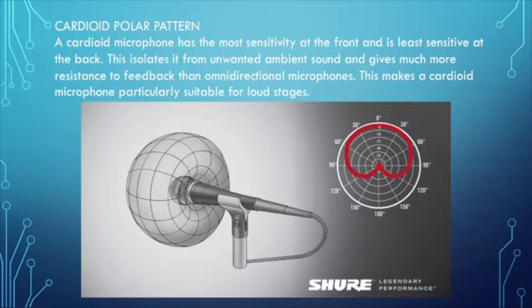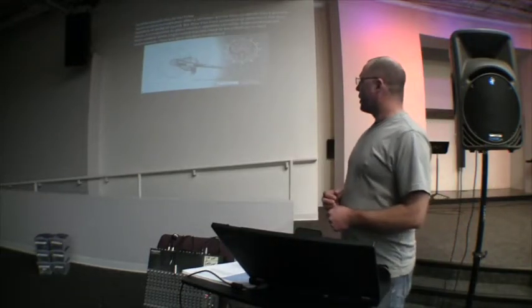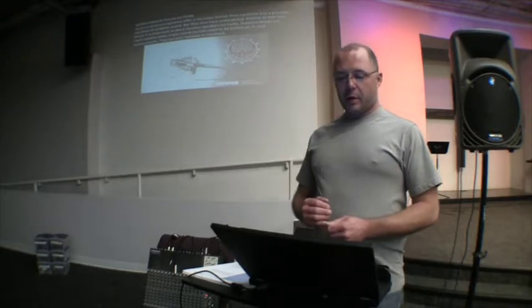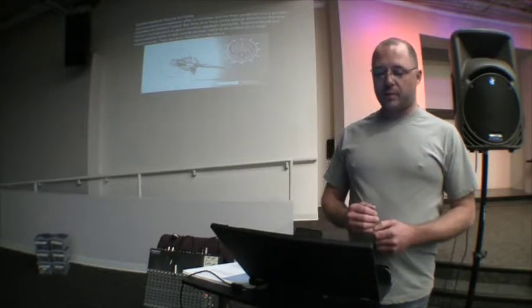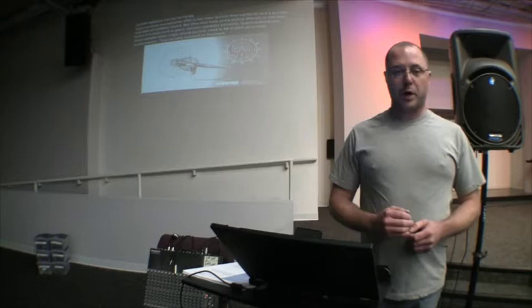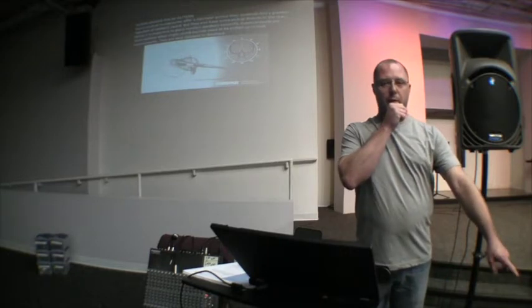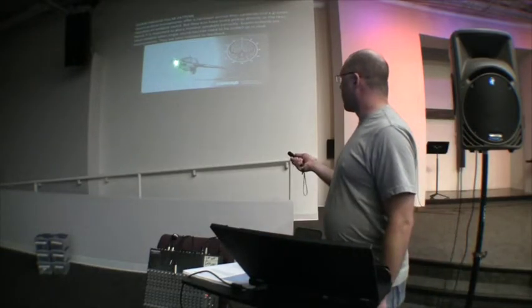Okay. So that's a cardioid polar pattern. They call it that because it's heart-shaped. If you could go to 14, there's also what they call a supercardioid polar pattern. I don't have one of these mics here right now, but you can see how the difference in pickup pattern looks like. So it's a narrower pickup pattern than cardioids and a greater rejection of ambient sound, but they have some pickup directly at the rear, hence it is important to place monitor speakers correctly. If you have a supercardioid microphone on stage, you don't want your wedge right here. You want to put it off to the side a little bit and angle it. Because you can see here, it's going to reject noise right here more.